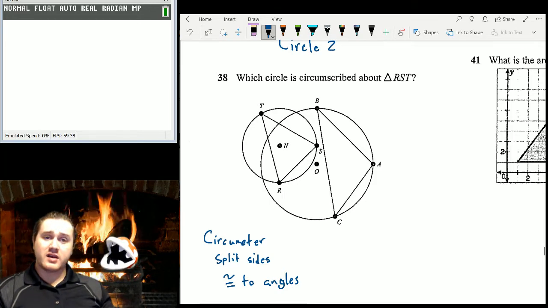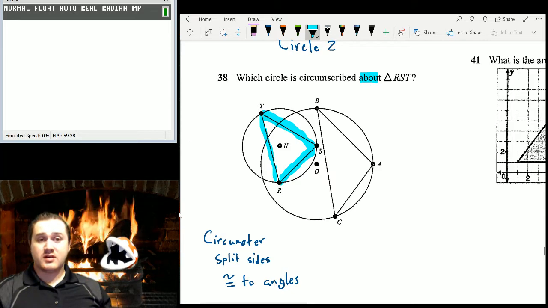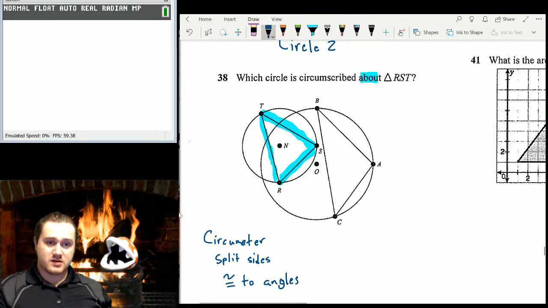But again, a nice little key on this is triangle RST. You want to know which one of them is around RST. The only circle that goes around RST is circle N. Your answer would be circle N.